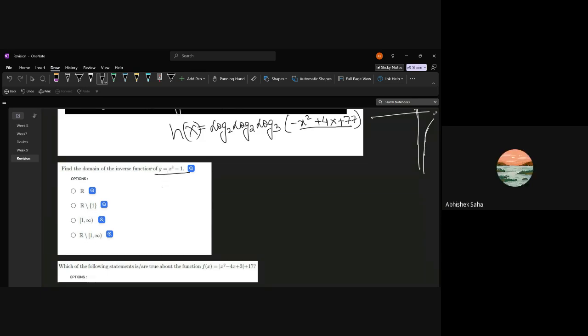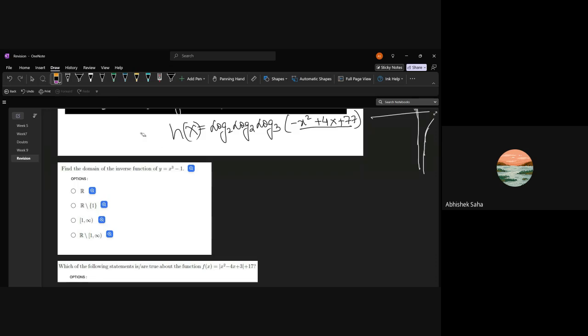Okay. So let me tell you about the inverse function. For this function, suppose this function is defined from R to some range. What is the range of this function? The range of this function will be the domain of the inverse function. Okay. First of all, learn this. Whatever the range of this function will be, the range of this function will be the domain of the inverse function.